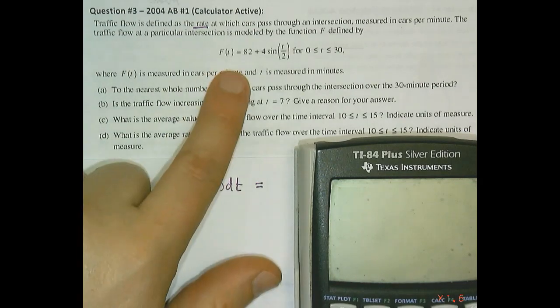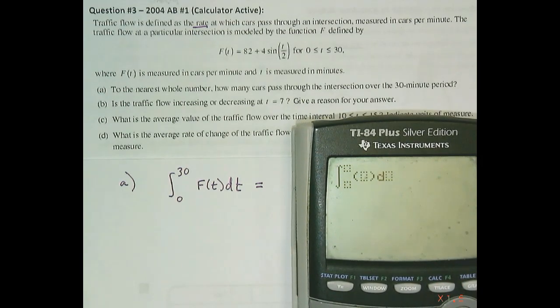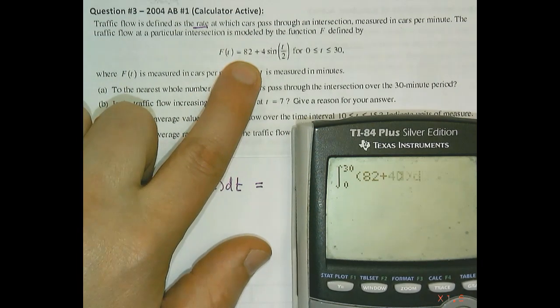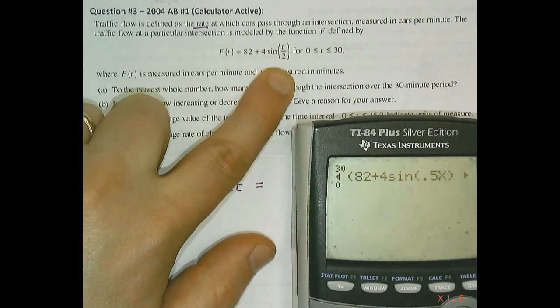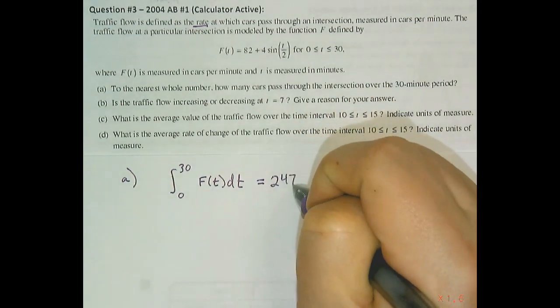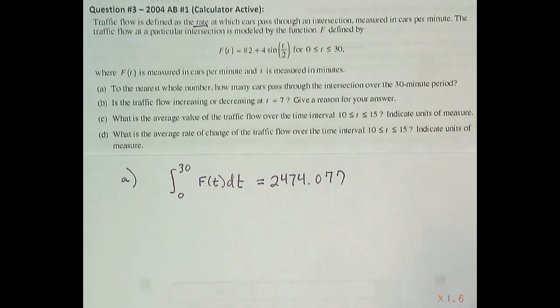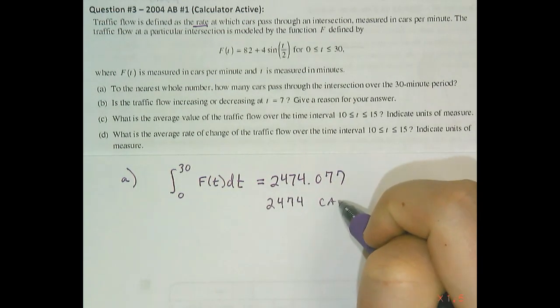So it's trigonometry. Make sure your calculator is in radian mode, and then you can press math 9 and integrate the function 82 plus 4 sine of 0.5 of the variable, or variable divided by 2. I use the variable x, that's fine. 2474.077. No such thing as 0.077 cars. Well, not really, I mean sort of. So 2474 cars pass through the intersection.